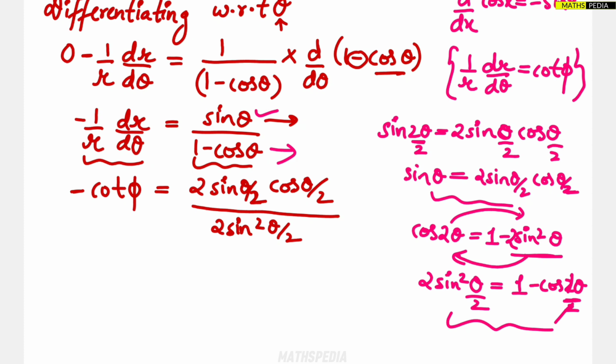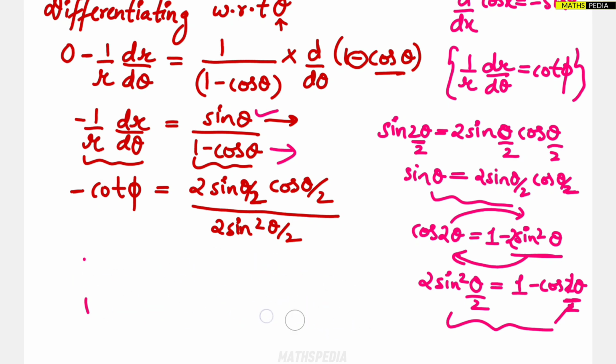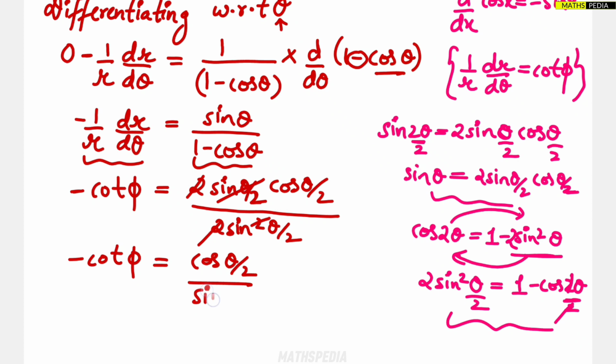So directly remember, if it is 1 minus cos theta, it can be written as 2 sine square theta by 2. If it is 1 plus cos theta, you can write it as 2 cos square theta by 2. Simple logic. Now one sine square theta by 2 and one sine theta by 2 will get cancelled. So what is left now? 2 and 2 also cancel. Minus cot phi is equal to cos theta by 2 divided by sine theta by 2.